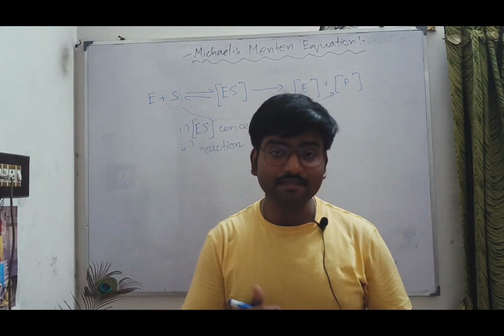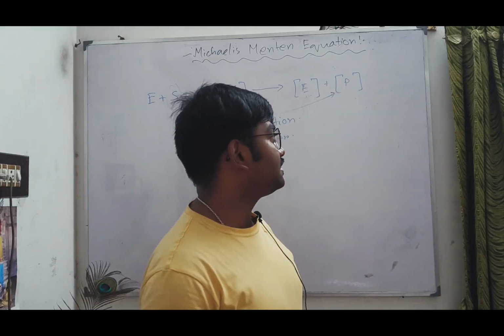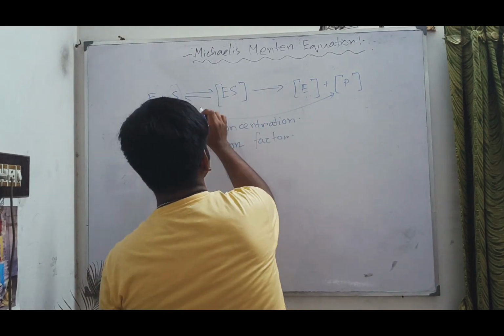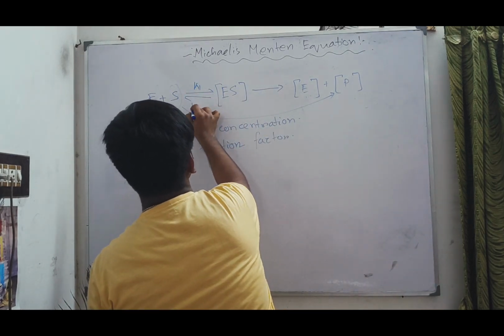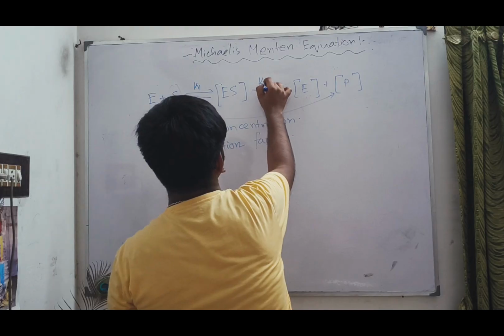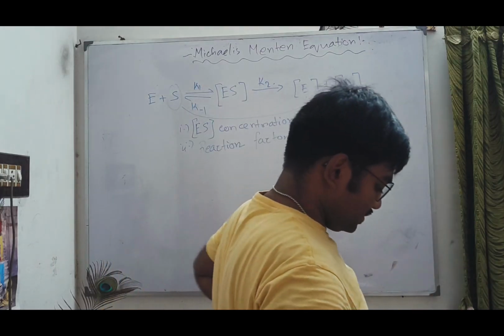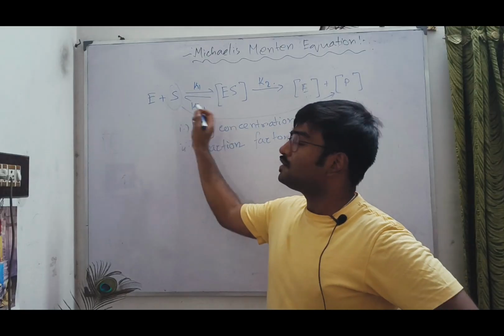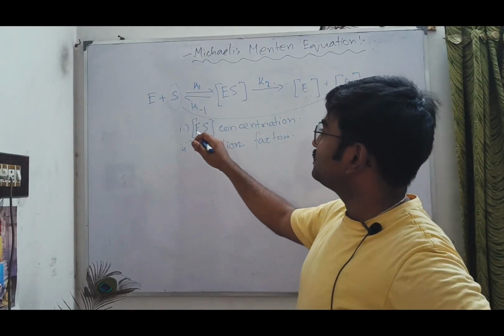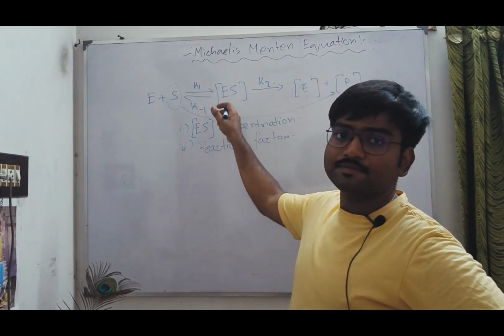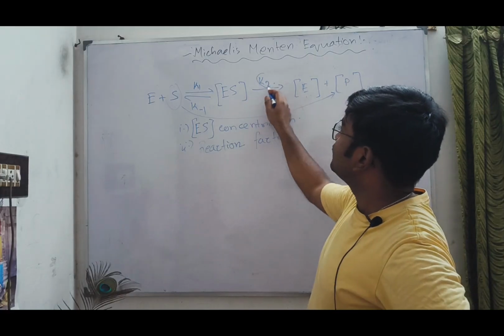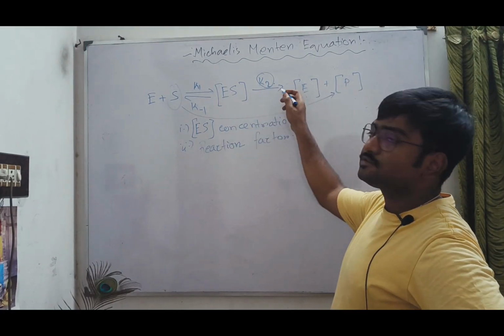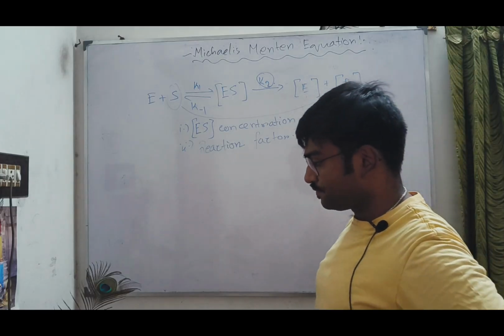Another important thing here is some factors, that is k1, k minus 1, k2. These are rates of reaction. Why have I given k1? K1 is the rate at which the enzyme and substrate convert into the enzyme substrate complex, and k2 is the rate at which the enzyme substrate complex is converted into enzyme plus product.